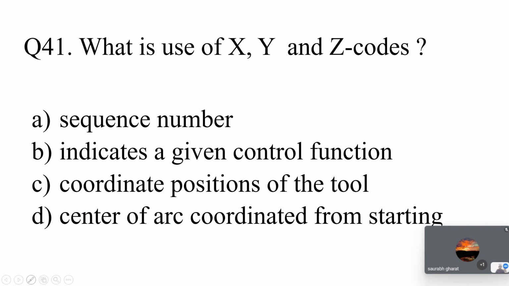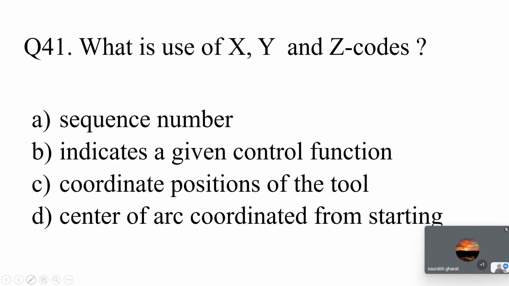Question 41. What is the use of X, Y, and Z codes in part programming? Right now we are going deep into part programming, so it will be easy for you to solve everything. You can take your time. This is very easy actually, so it is easy for you to answer right now.